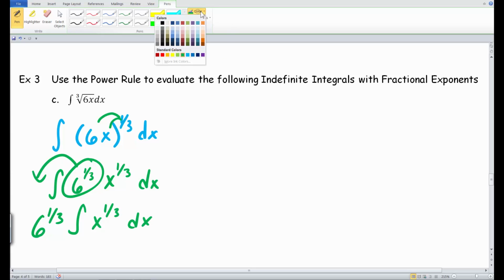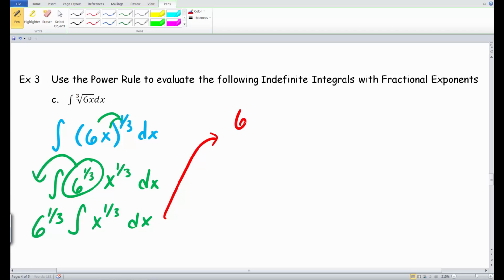At this point, now we are in a position where we can go ahead and take the antiderivative of this. So we end up then with 6 raised to the 1/3 power times the antiderivative of this. Well, we know that using the power rule is just 1 over that exponent, so 1/3 plus 1, times the variable. In this case, it's x raised to that exponent 1/3 plus 1. And then we're going to add some constant to it.